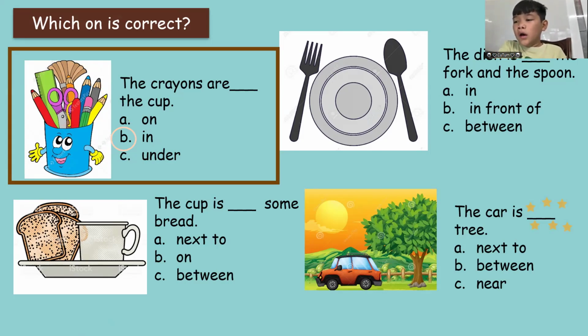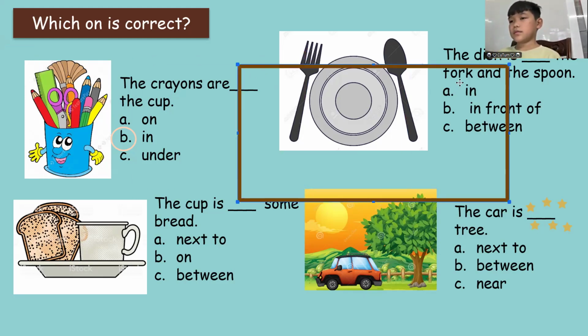You're going to read the sentence and complete it with a correct preposition from A, B, or C. All right? Look at the picture, you are going to read the sentence and complete it with the correct preposition from A, B, or C. Được rồi. All right.